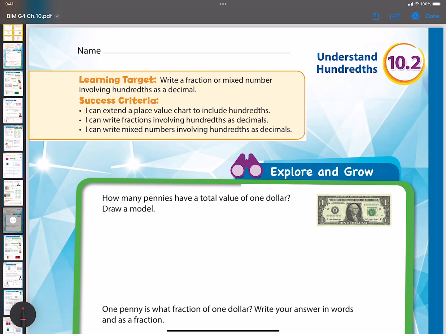This is lesson 10.2. Understand hundredths. Last lesson was tenths, and today's lesson is what? Hundredths. So it has what? 100 as the denominator, and any number is going to be the numerator. So our learning target today is to write a fraction or a mixed number involving hundredths as a decimal.